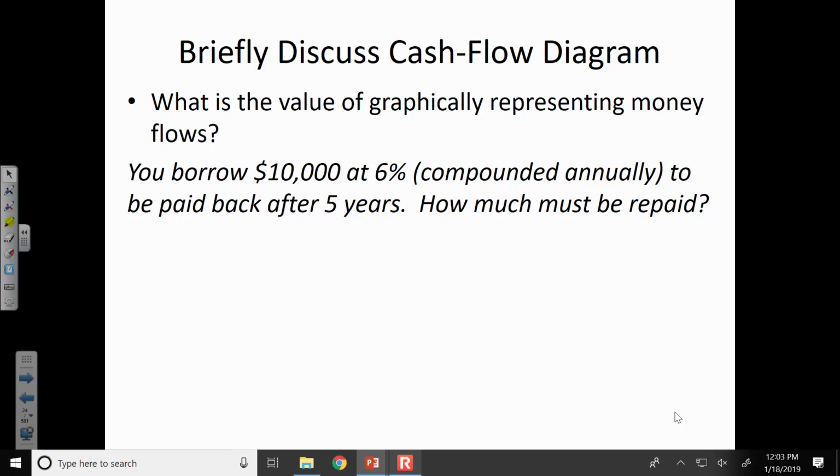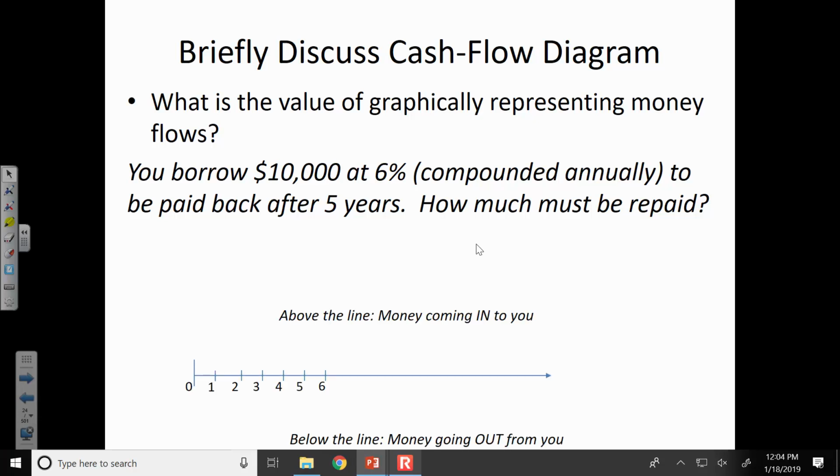let's talk about cash flow diagrams and what they're for and why we have them. First of all, consider this very simple problem statement. This is about as easy a problem statement as we could write when it comes to time value of money type problems. You borrow $10,000 at 6% compounded annually to be paid back after 5 years. How much must be repaid? It's not really lengthy, but we can summarize this unknown and the entire problem graphically in a more succinct way than that text can. We can do that using cash flow diagrams.